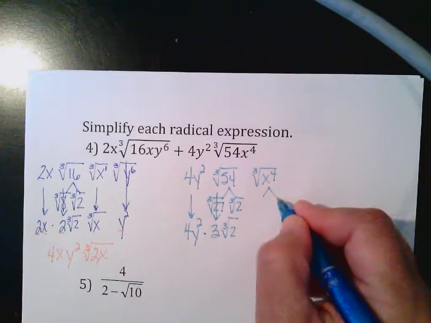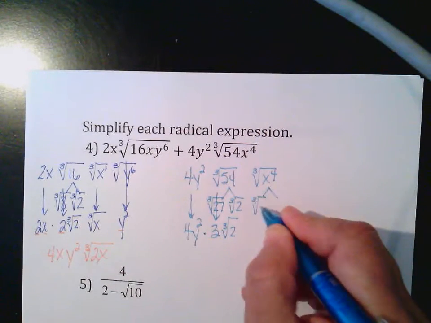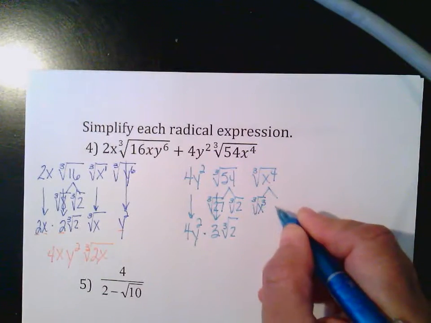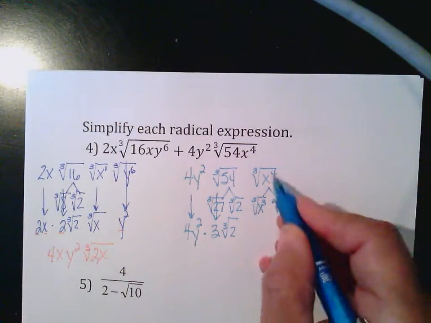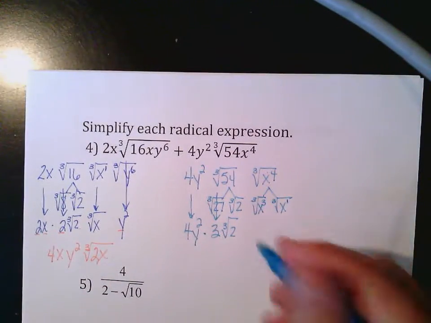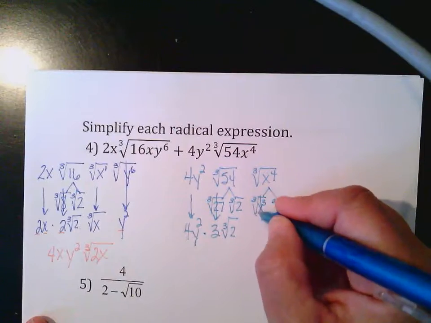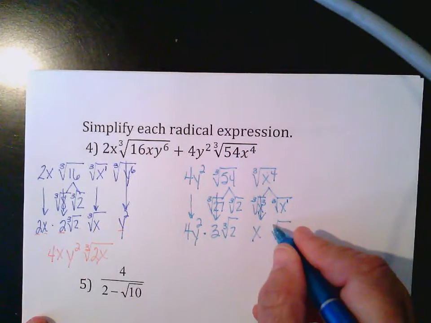Here, 4 does not divide by 3 evenly, but I can break that apart into the cube root of x cubed and the cube root of x to the first. And when you pull this apart, I want this number to be something I can divide by 3 evenly so I can solve it. 3 divided by 3 is 1. So the cube root of x cubed is x, and that one I cannot simplify any further than it already is.